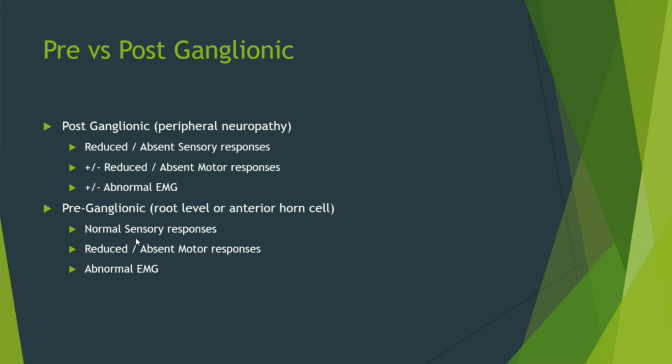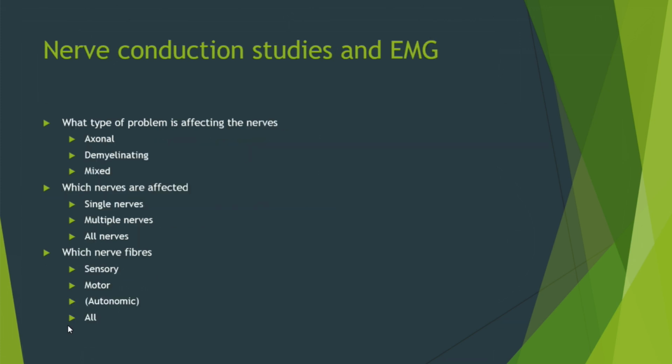So in terms of pre and post ganglionic differentiation, for a post ganglionic process for peripheral neuropathy, you're looking for reduced or absent sensory responses. If the motor fibers are involved as well, they may be reduced or absent. And again, similarly, in terms of the EMG, if motor fibers are involved, then the EMG may be abnormal. In terms of preganglionic, which is either at root level or anterior horn cell, one will be expecting to have normal sensory responses because their primary cell body is away from where the pathology is. The motor responses may be reduced or absent, and you would be expecting abnormal EMG.